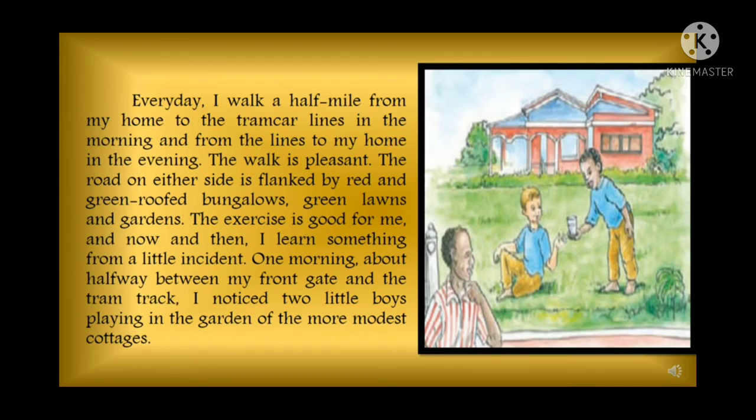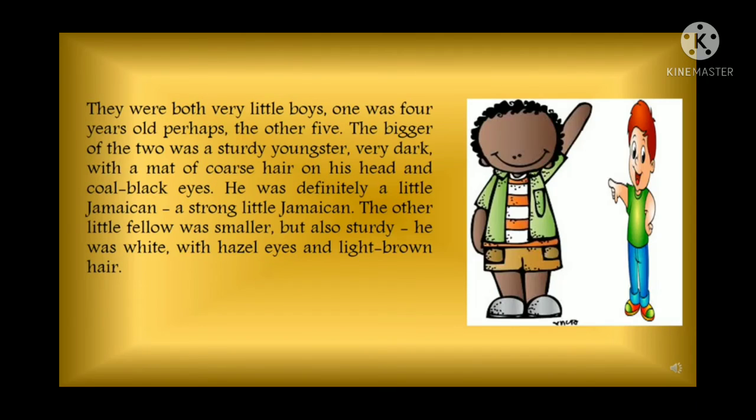One morning, about halfway between his front gate and the tram track, he noticed two little boys playing in the garden of more modest cottages. They were both very little boys. One was a 4 year old boy and the other was 5 years. The bigger of the two was a sturdy youngster, very dark. So the dark one was the elder one, with a mat of coarse hair on his head and coal black eyes. He was definitely a little Jamaican, a strong little Jamaican.